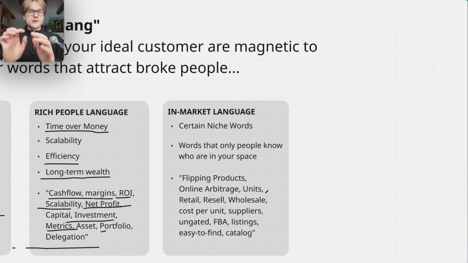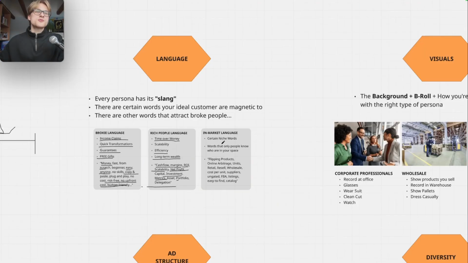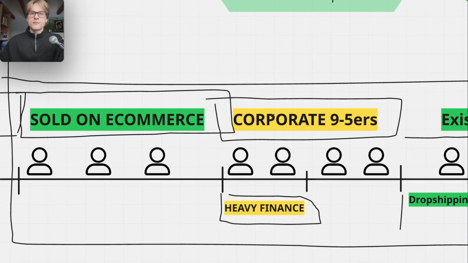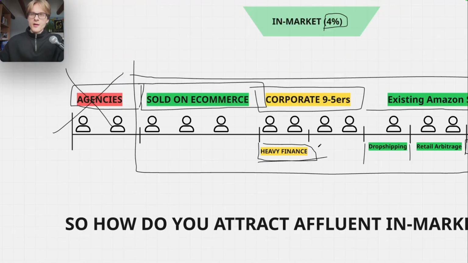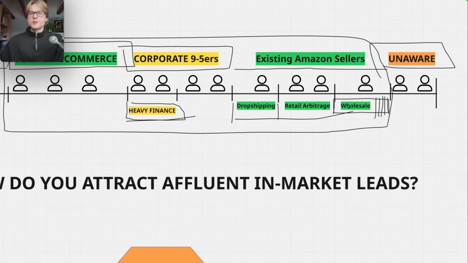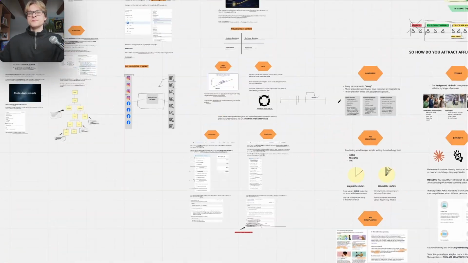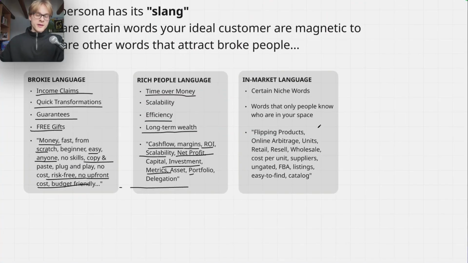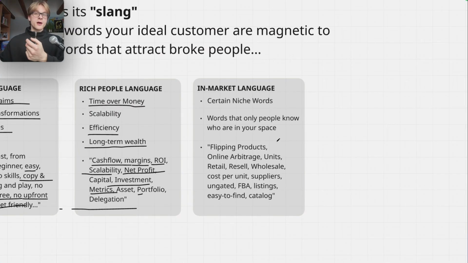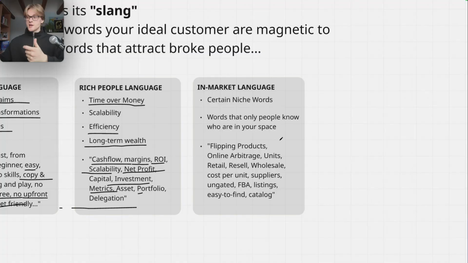Now, in market language, there's also rich people language, which would obviously be these guys. In market language, it would be these guys. There are certain words that are used in your niche, words that only people in your space know. For example, with ads, it would be CPMs. If I start an ad with, okay, so if your CPMs are too high right now, right? I obviously would only attract people who know what a CPM is, or who've heard it at least once before.